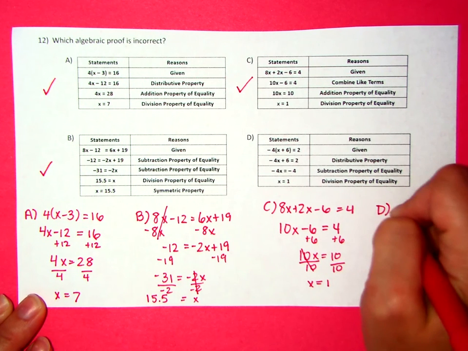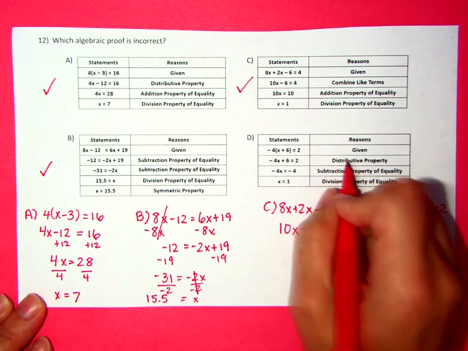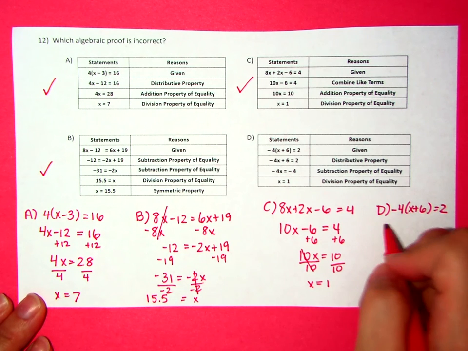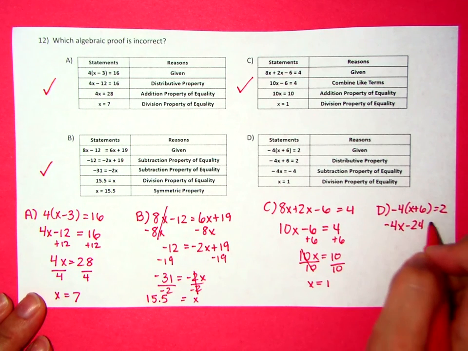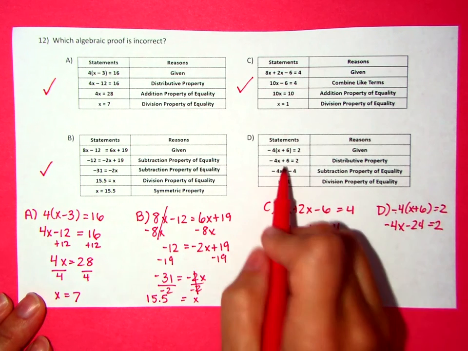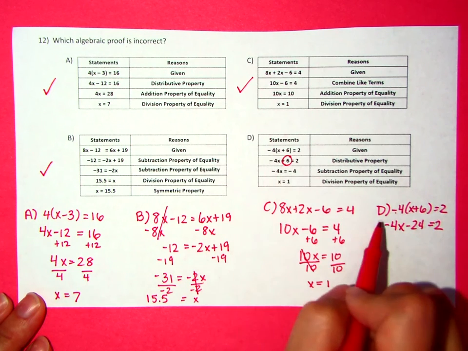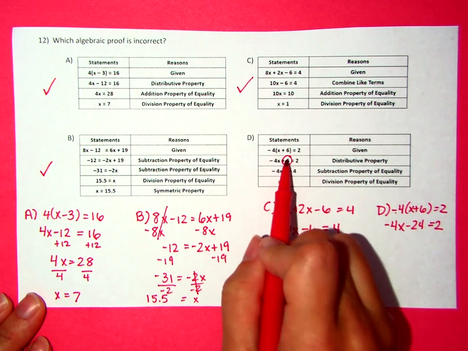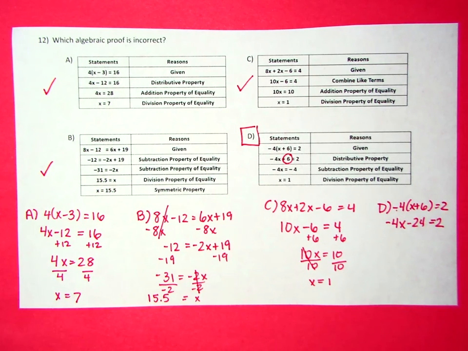Answer choice D, we have negative 4 times x plus 6 equals 2. I see they went for the distributive property again. So we would have negative 4x, and then that would make this negative 24 when we distributed that negative 4 to both pieces, equals 2. There's the problem. This is not matching what we have here. They forgot to distribute the negative 4. So I do know that the answer for this particular problem is going to be answer choice D.